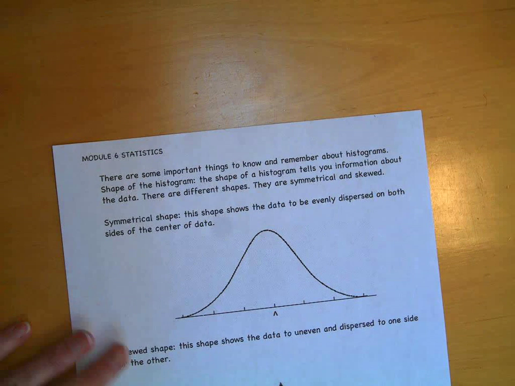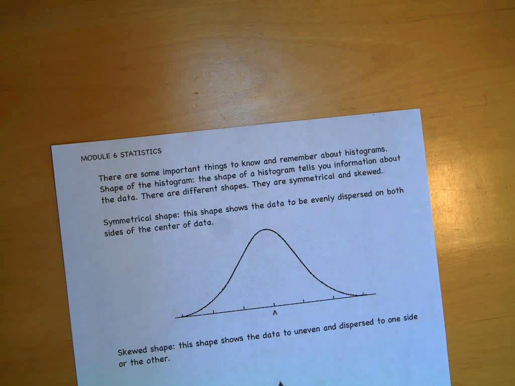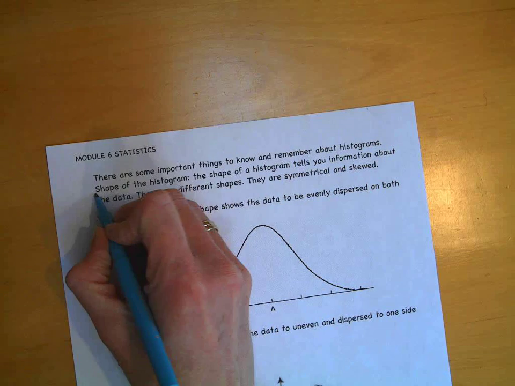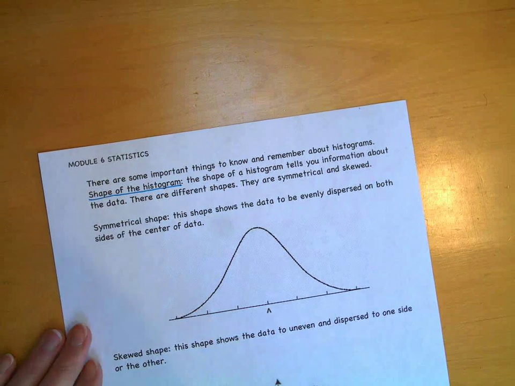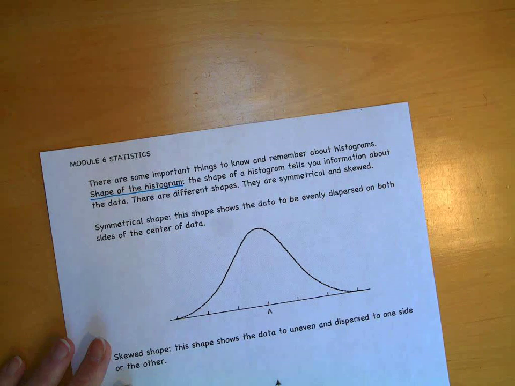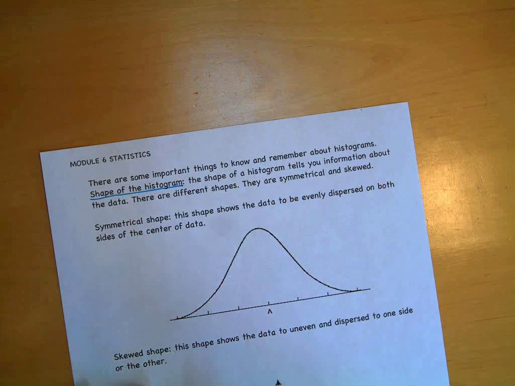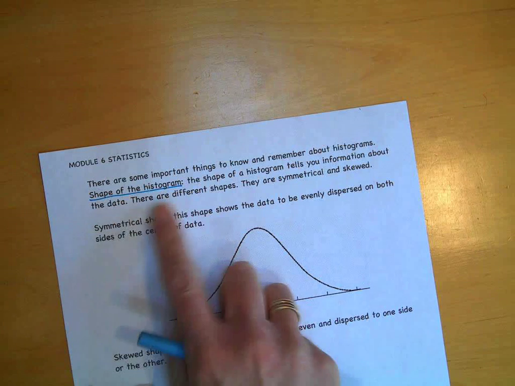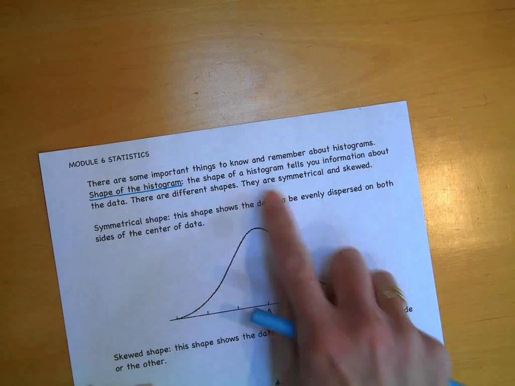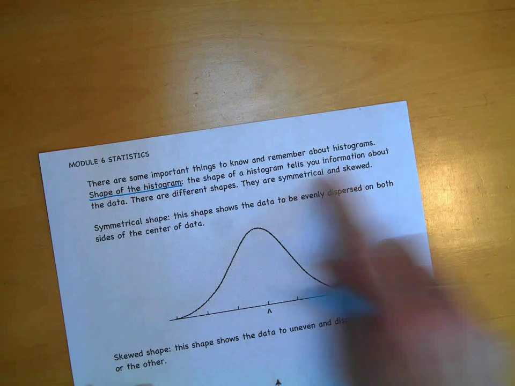Okay, there are some important things to know and remember about histograms. The shape of histograms, okay? That is a very, very important thing that you have to be aware of, okay? And we have shapes that describe the histogram, and their shape is very important because it tells you what the data means, what it looks like. The shape of a histogram tells you the information about the data.